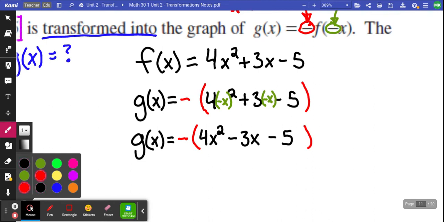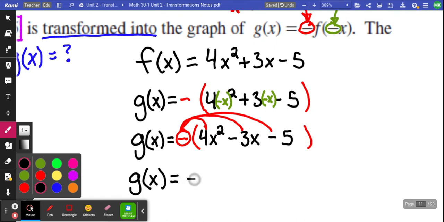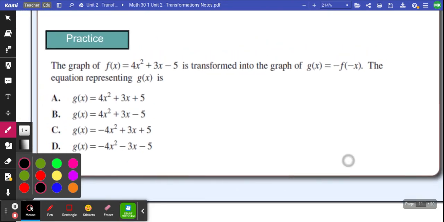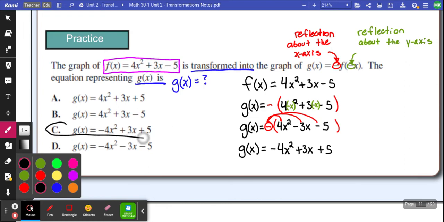Then I can take this negative outside the brackets and distribute it into the brackets. So it changes every symbol. g of x equals negative 4x squared plus 3x plus 5. Hopefully our answer's there. G of x is C. Did you get it? Yeah. I know you did it a different way. Well, I should have done it the other way because it makes more sense to create the negatives. I think so. But you could do it first.